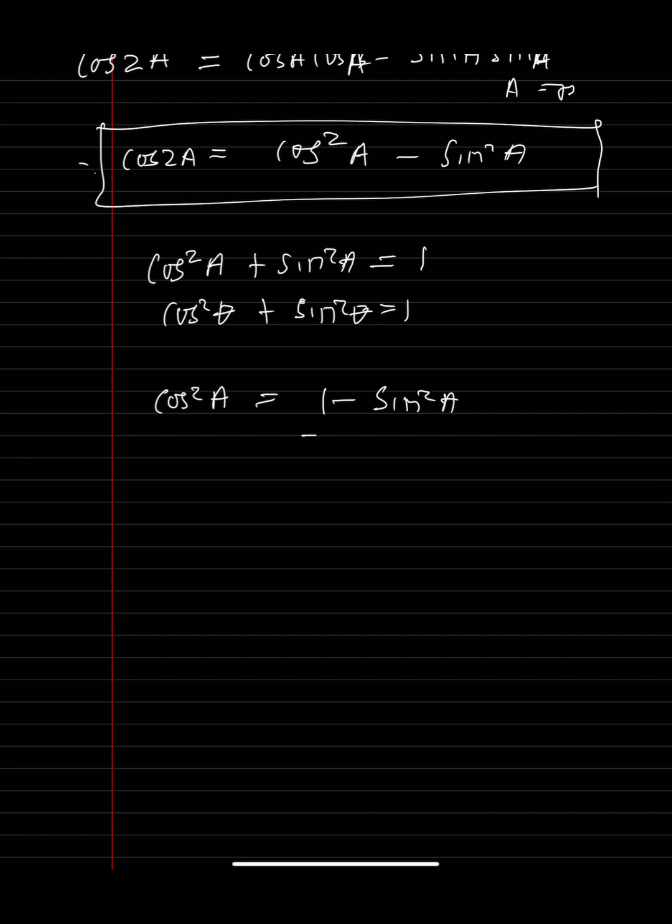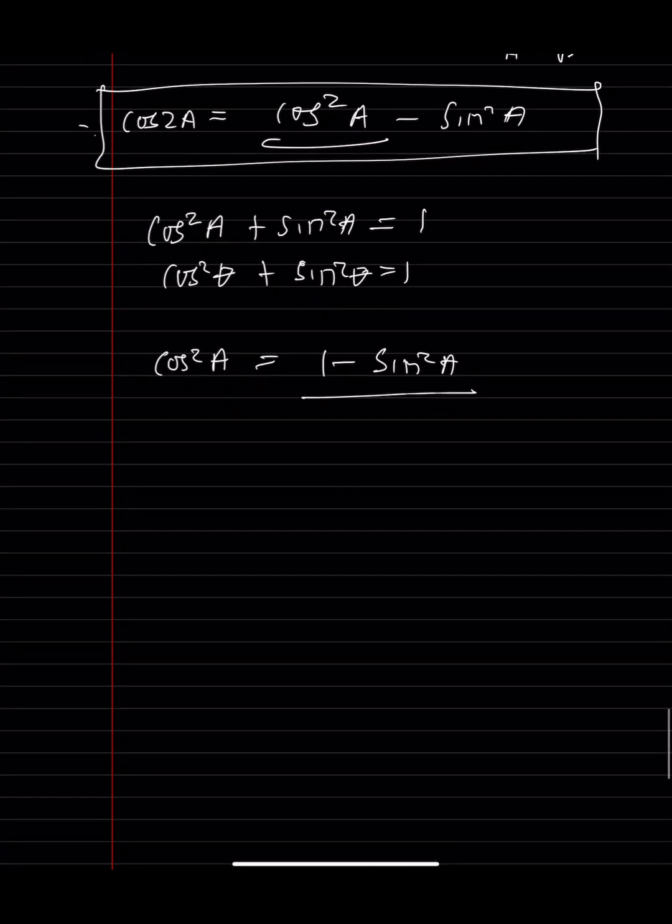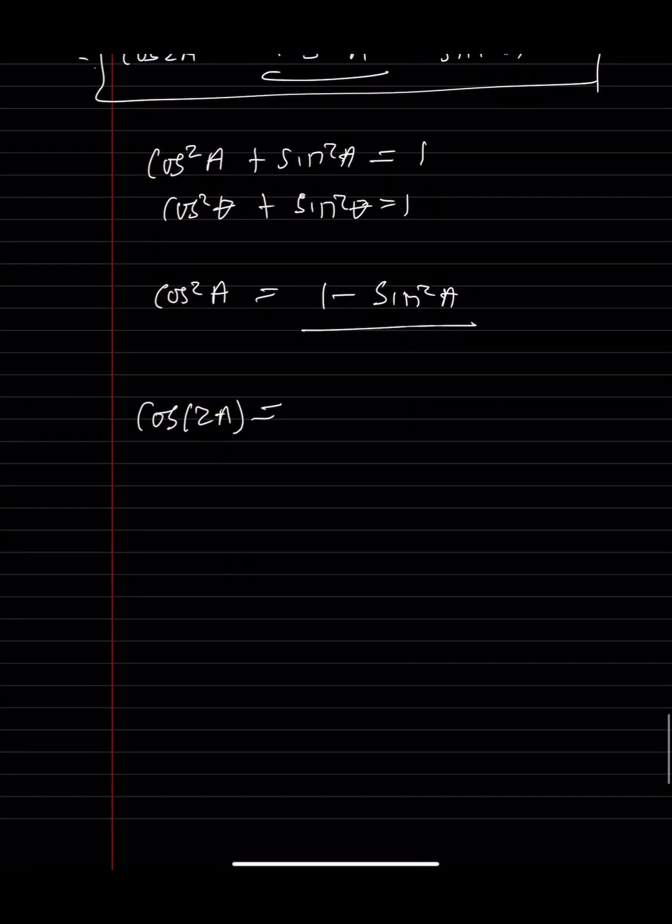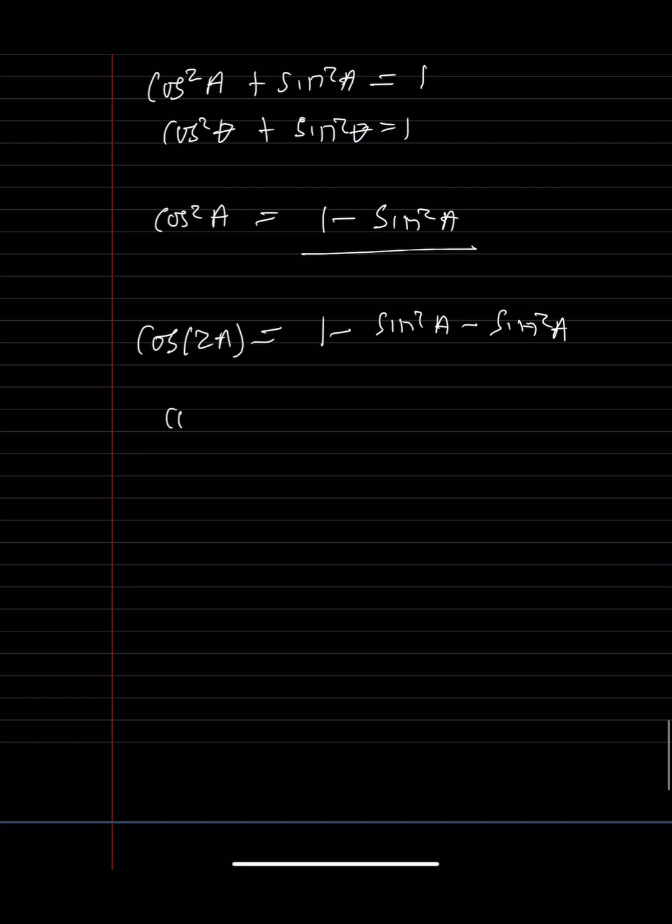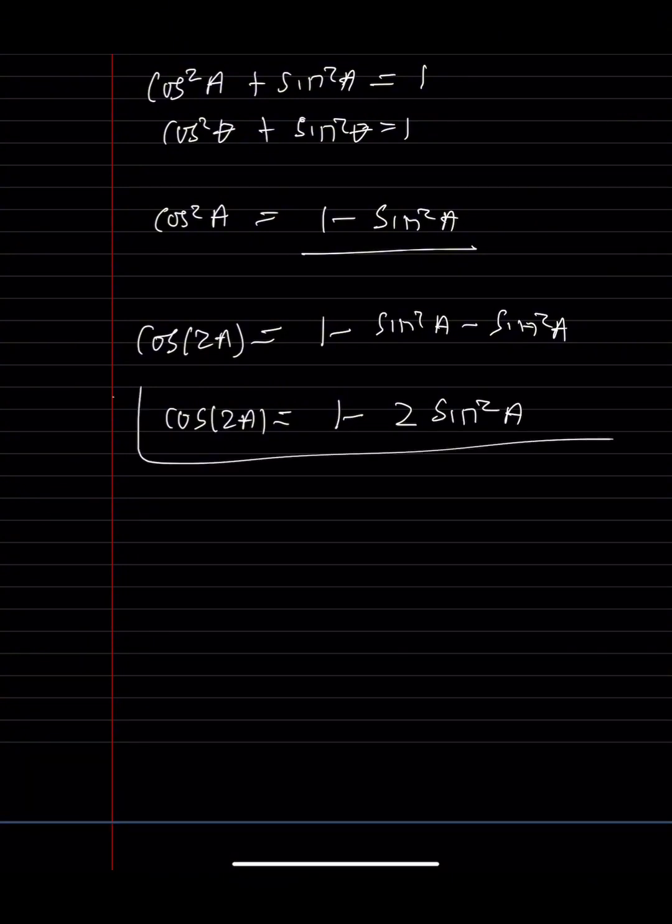So when we replace this part with this part, we are going to get cos 2A to be equal to 1 minus sine square A minus sine square A. And at the end of the day, we are going to get cos 2A to be equal to 1 minus 2 sine square A. So this is another identity that you must keep in mind.